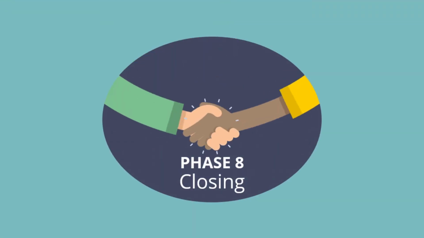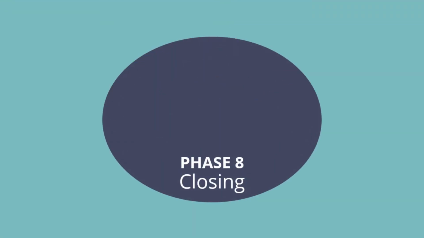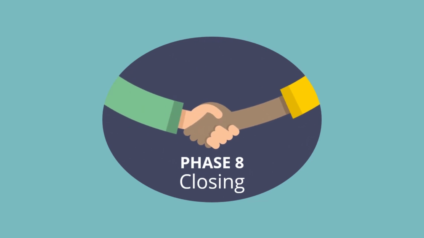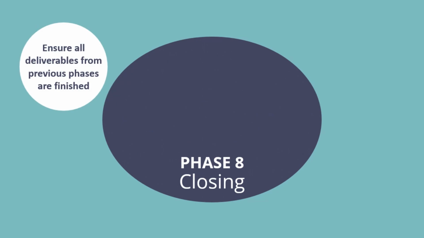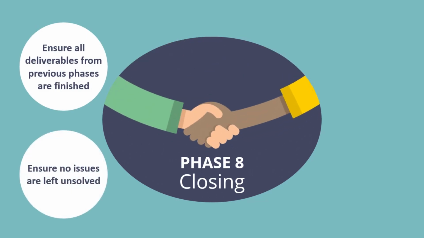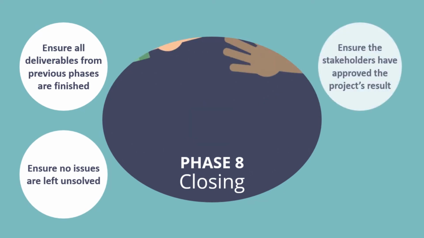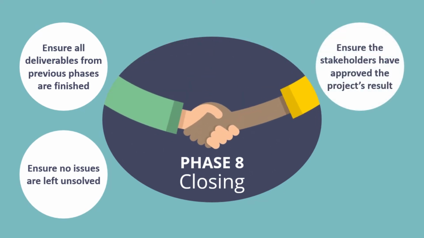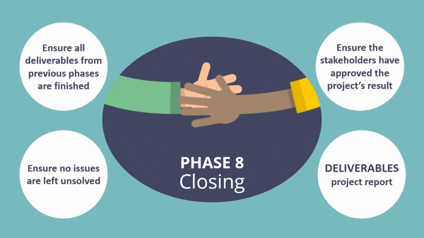The next phase is project closing. As the name suggests, this phase requires us to tie up loose ends and finish the project. We need to ensure that all deliverables from previous phases are up to date, no issues are left unsolved, the stakeholders, in this case the board of Apple, have made a formal acceptance of the project, and the final project reports are finished.